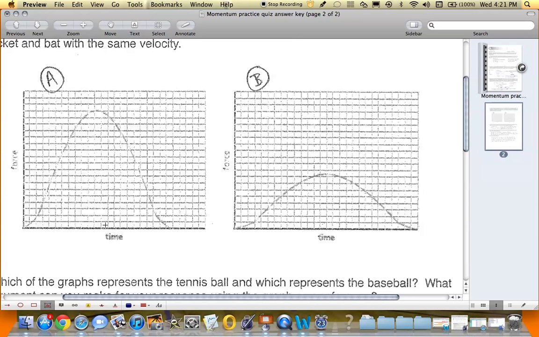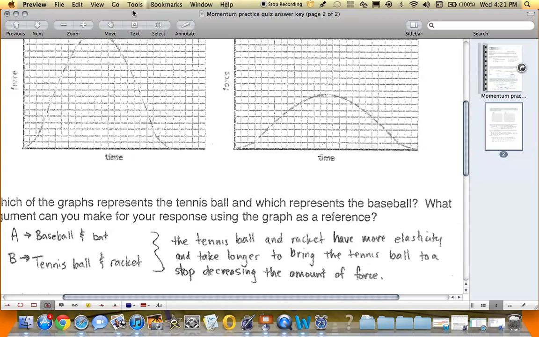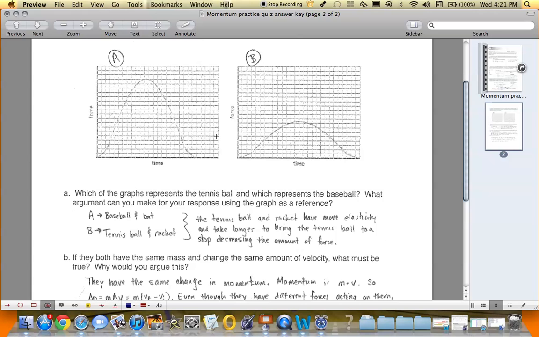The first one has less time. B has more time. So if you think about it, between those 2 interactions, which one is going to be a quicker interaction between the objects, the ball and the bat, or the racket and the tennis ball? Well, a baseball bat is very rigid. It doesn't have a lot of flex to it. So when it comes in contact with the baseball, it's not going to happen for very long. It's going to be a very quick hit, and it's going to be recoiled off into the outfield.